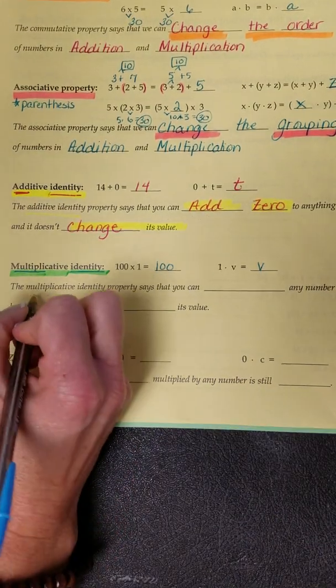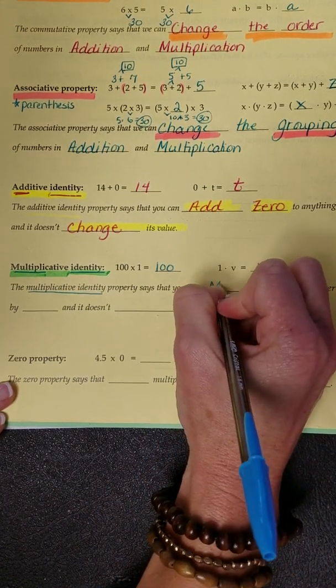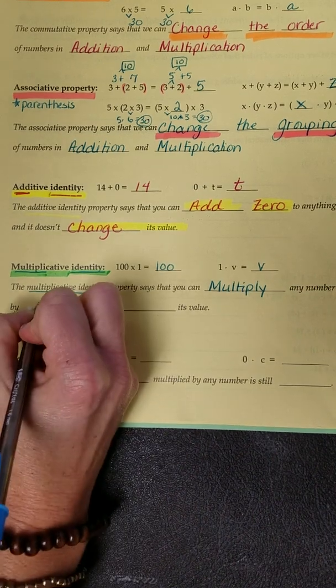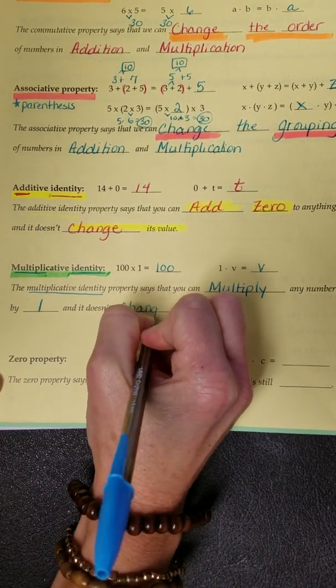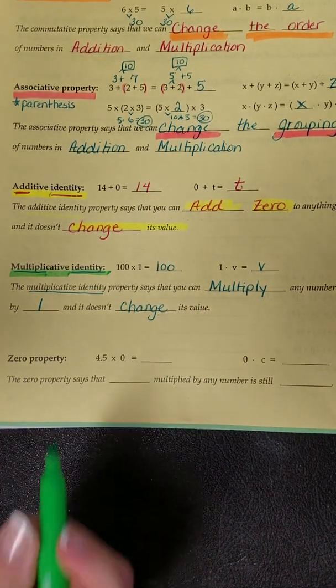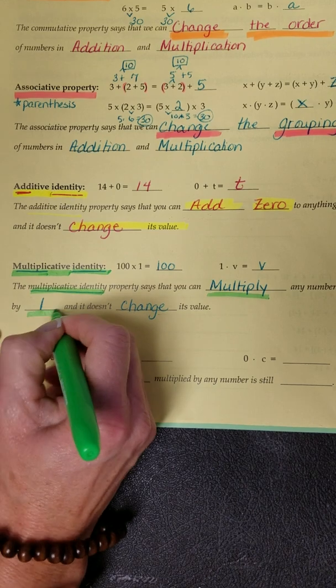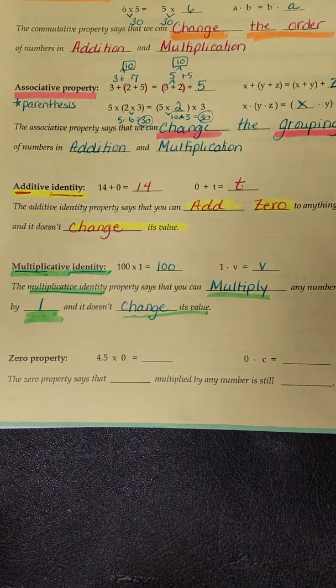So the multiplicative identity says that you can multiply any number by 1 and it doesn't change the value. So the multiplicative identity, you can multiply by 1 and the value does not change.